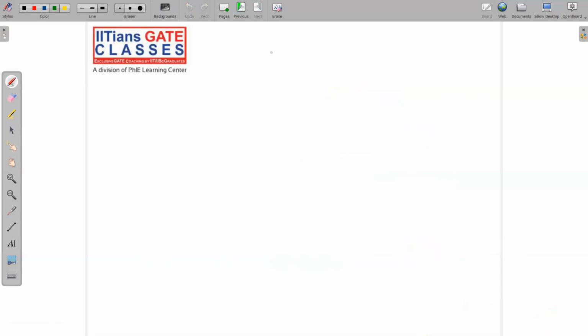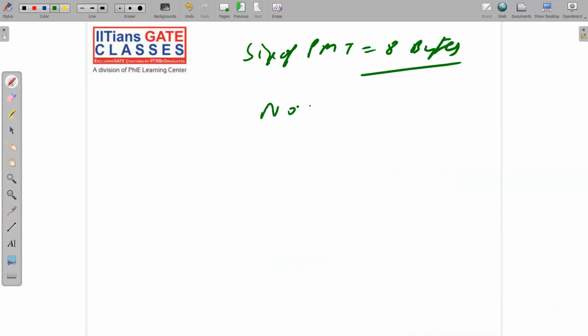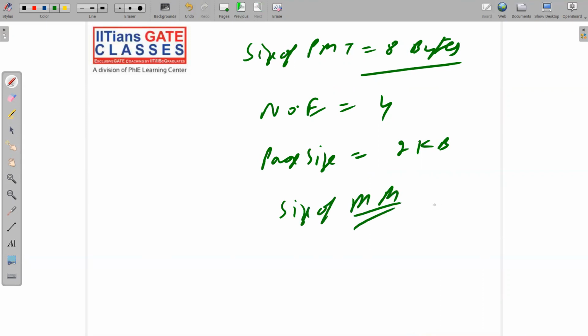Next is, the size of PMT is 8 bytes. The number of entries is 4. The page size, they are saying, is 2 KB. And they are asking the size of main memory. Okay, so it's very easy. The size of PMT is 8 bytes and the number of entries is 4.